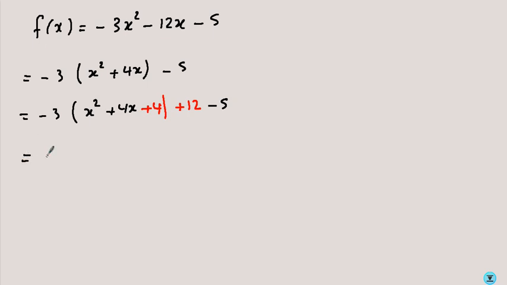So this becomes negative 3, and this is a perfect square, written as (x plus 2) whole squared, and this is a plus 7. So this parabola is first of all reflected in the x-axis. It is stretched by a factor of 3, but then it's translated so that the vertex is at negative 2, 7.